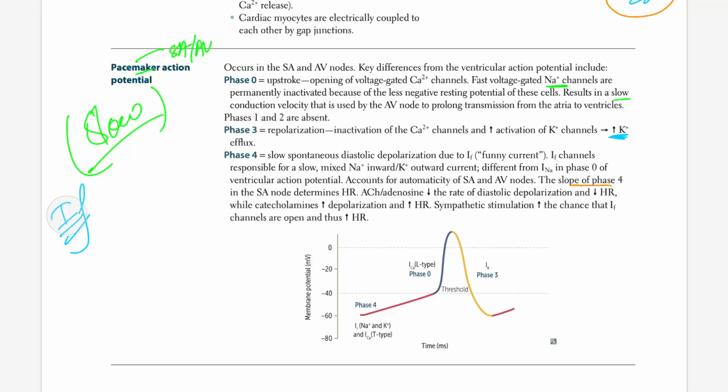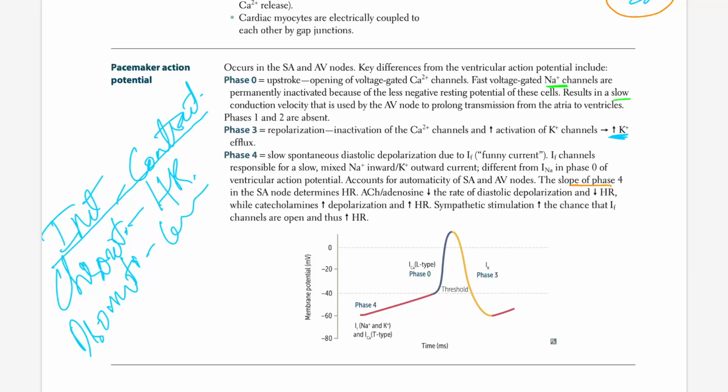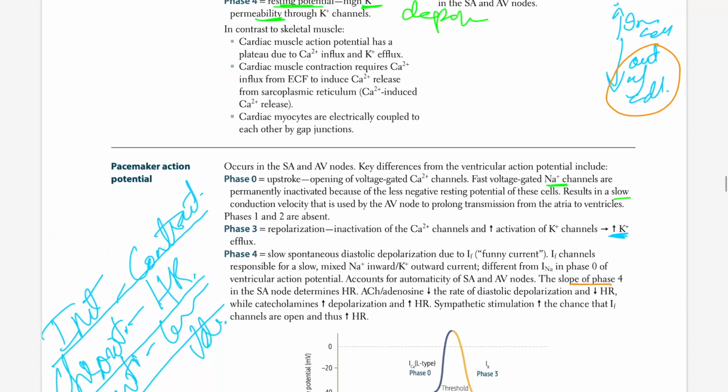Now let's talk about a couple of terminologies. One of them is called inotropy. What is inotropy? Inotropy is all about contractility. What is chronotropy? Chronotropy is all about your heart rate. And what is dromotropy? Dromotropy is all about conduction velocity. So inotropy is contractility, chronotropy is heart rate, and dromotropy is about conduction velocity. These are just definitions of some things.